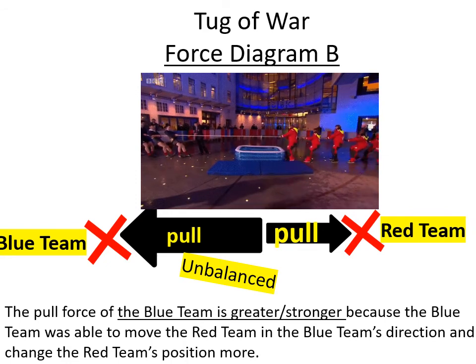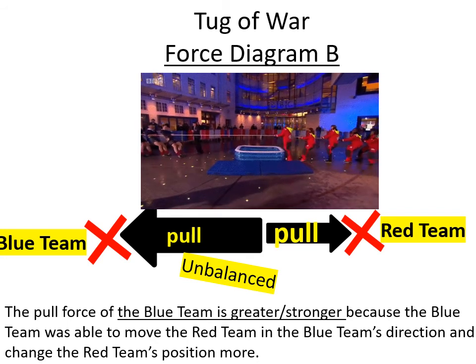In this diagram, the blue team is a stronger force, so the forces are unbalanced. The pull force of the blue team is greater and stronger because the blue team was able to move the red team in the blue team's direction and change the red team's position more.